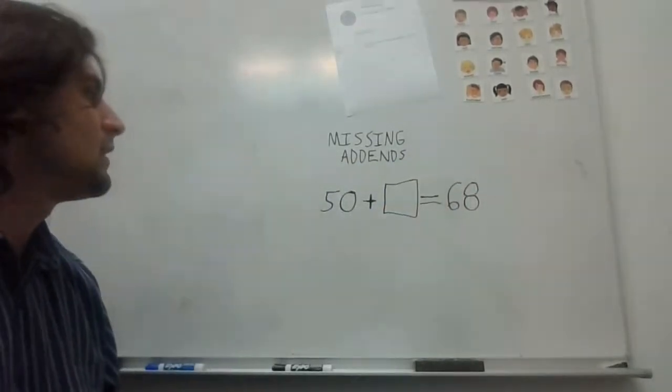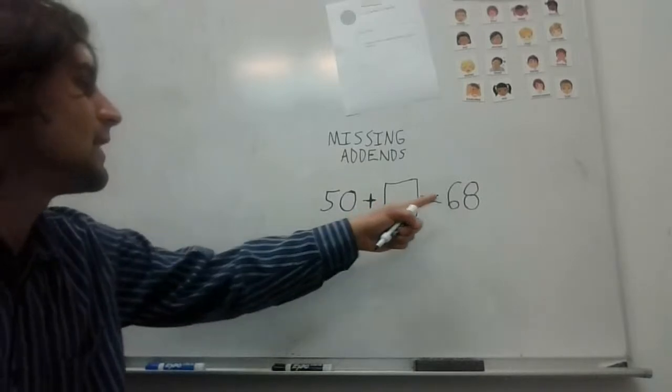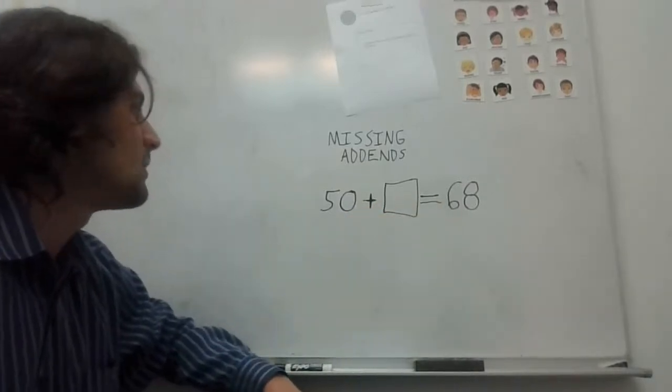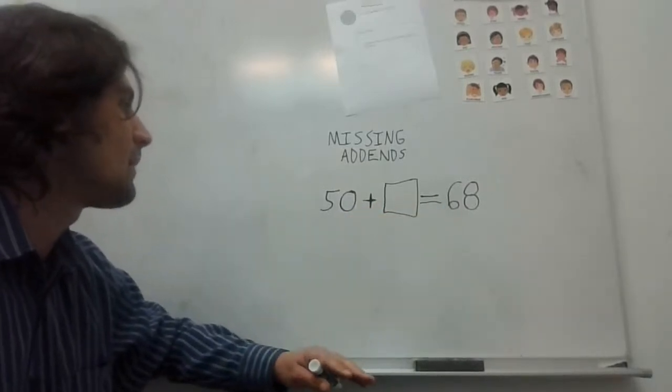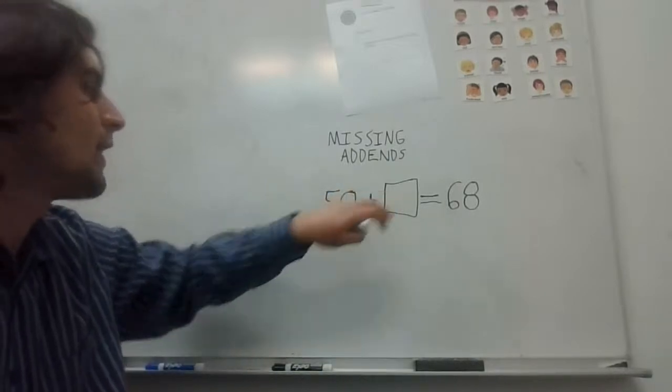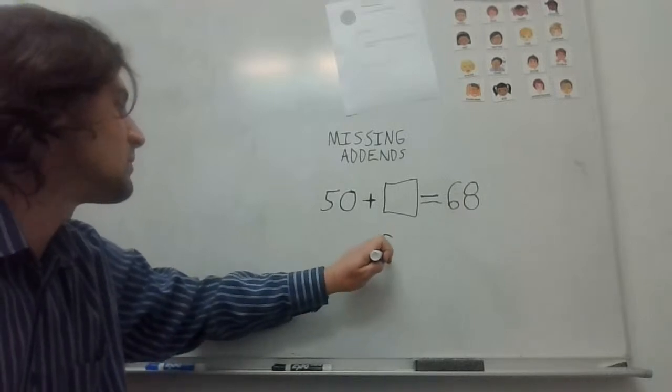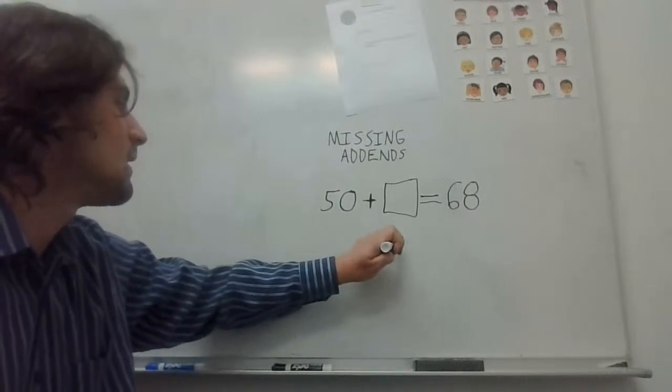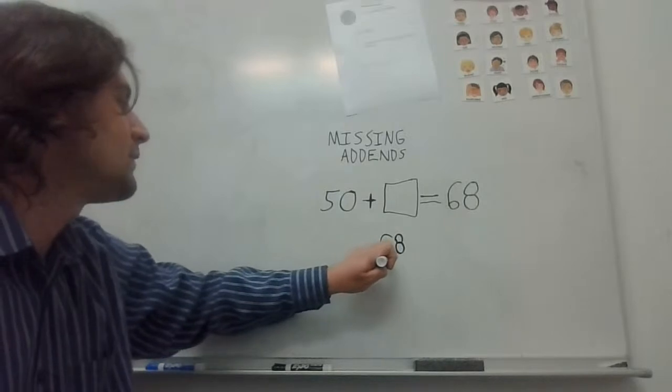All right, 50 plus something equals 68. Now to find the missing addend, we have to do the opposite of whatever the operation is. Since we see a plus sign here, we have to subtract to find the missing number. So we have to subtract 68 minus 50.